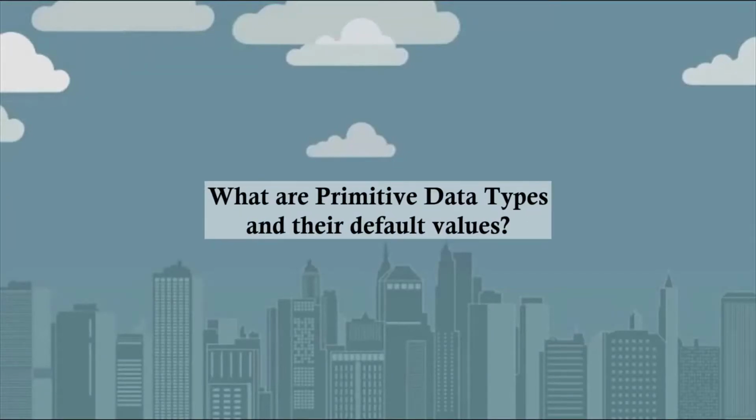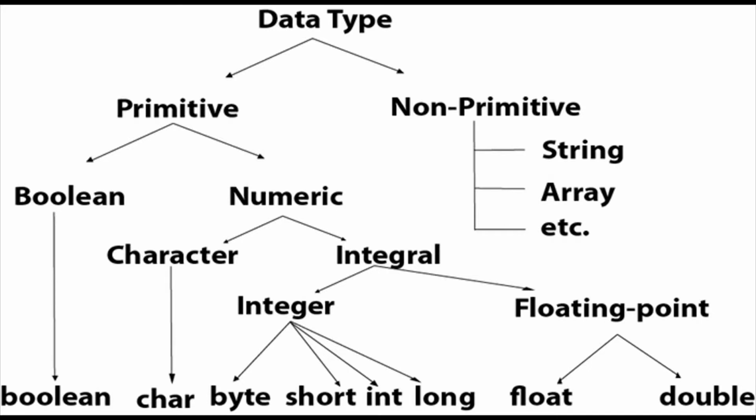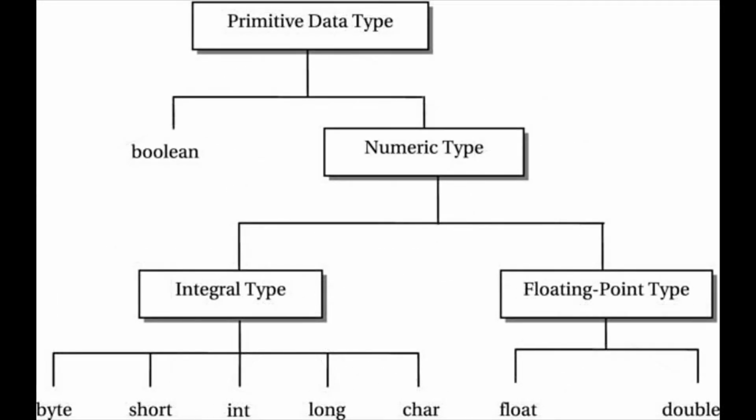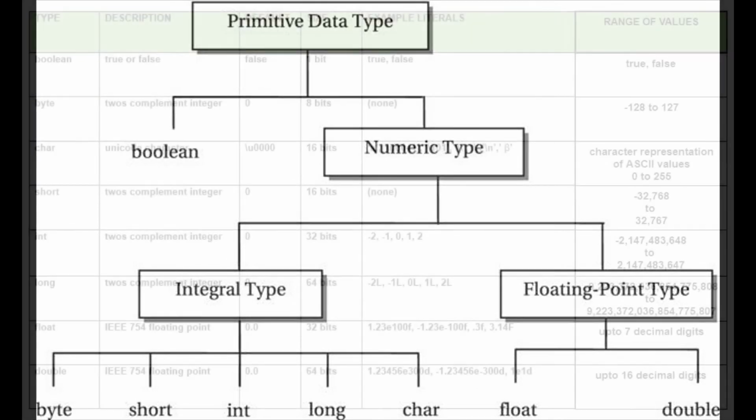What is data type? The one which defines the type of data is called data type. There are two types of data types in Java: primitive and non-primitive. Let's discuss primitive in this session. Let's see the primitive data type with an example and its default values.